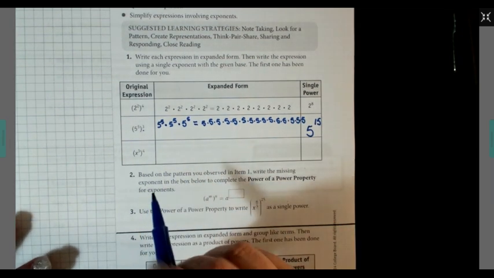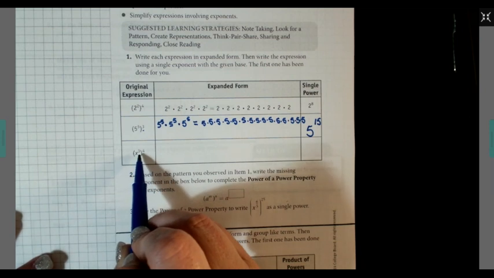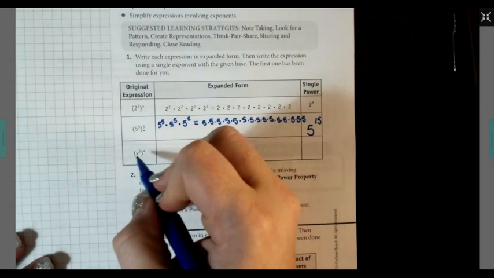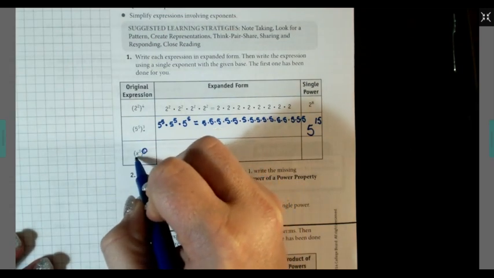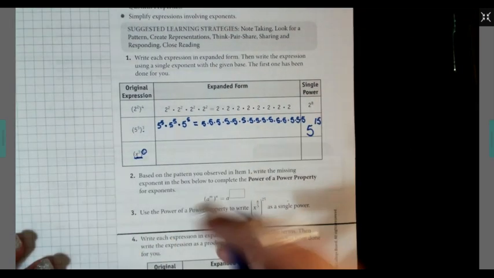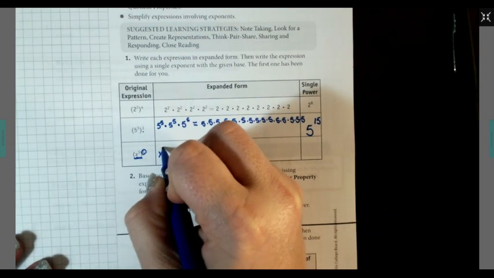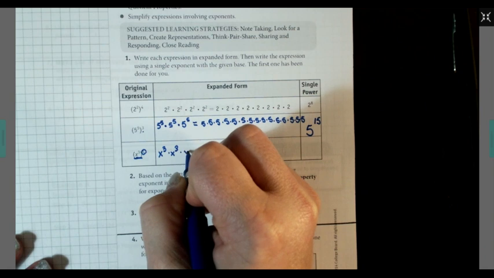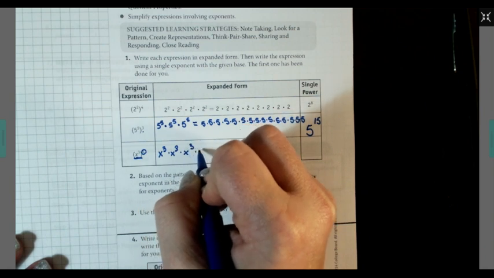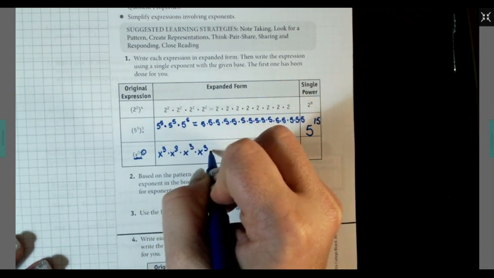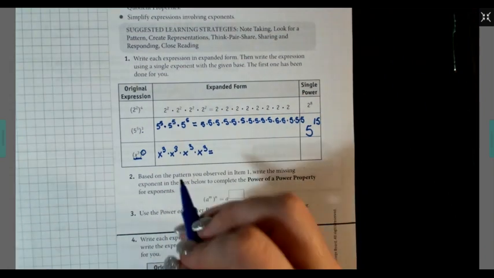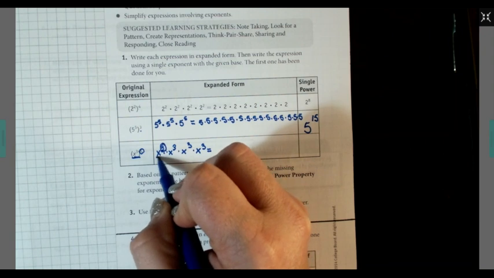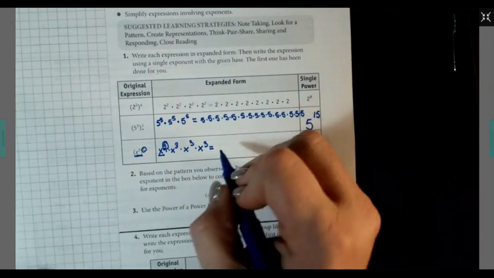All right. X to the 3rd raised to the 4th. So this 4 tells me I'm going to have this 4 times. So we've got 1, 2, 3, 4. What does this 3 tell me? This 3 tells me I have X 3 times.